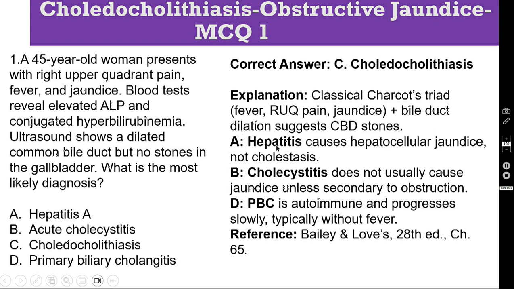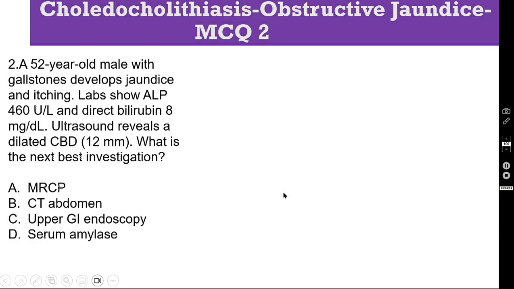A is incorrect because hepatitis causes hepatocellular jaundice and usually no cholestasis. B is also incorrect. Cholecystitis does not usually cause jaundice unless secondary to some obstruction. And D is also incorrect. Primary biliary cholangitis is an autoimmune disease and progresses slowly, typically without fever. Reference is 28th edition of Bailey and Love, chapter 65.